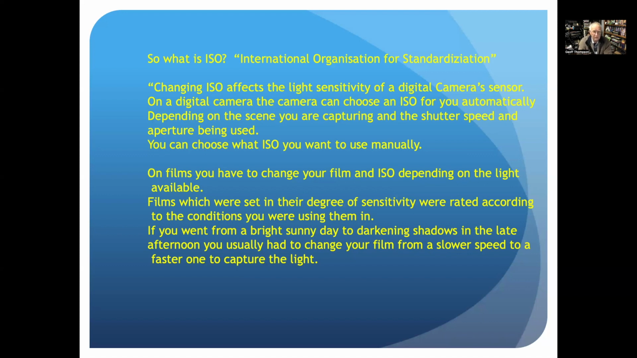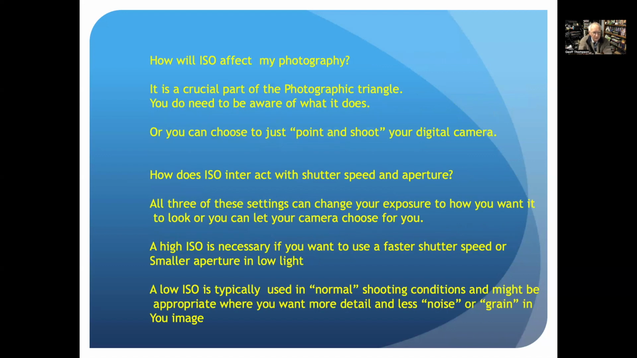But when you got digital cameras, you could just change the ISO when you wanted to change with the lighting conditions. So how will ISO affect my photography? It is a crucial part of the photographic triangle. You do need to be aware of what it does, or you can choose to just point and shoot your digital camera.